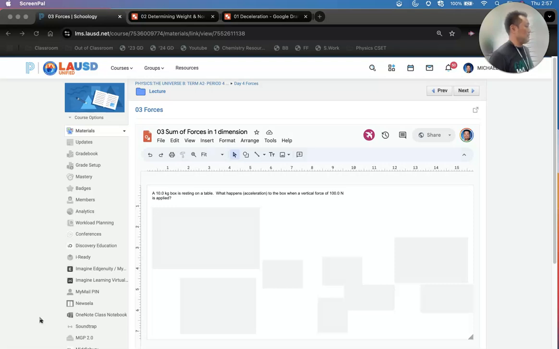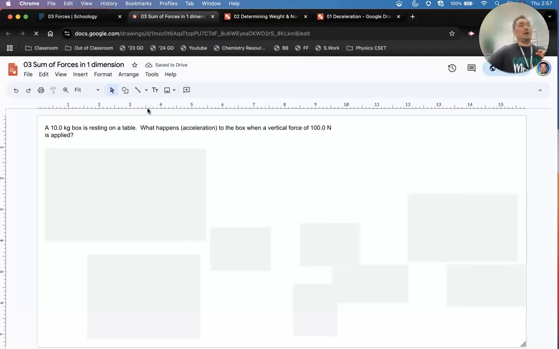This is also about forces. But this time we're going to find the acceleration, how fast something is going to speed up when it's being lifted. A 10 kilogram box is resting on a table. What happens to the box when a vertical force of 100 newtons is applied?